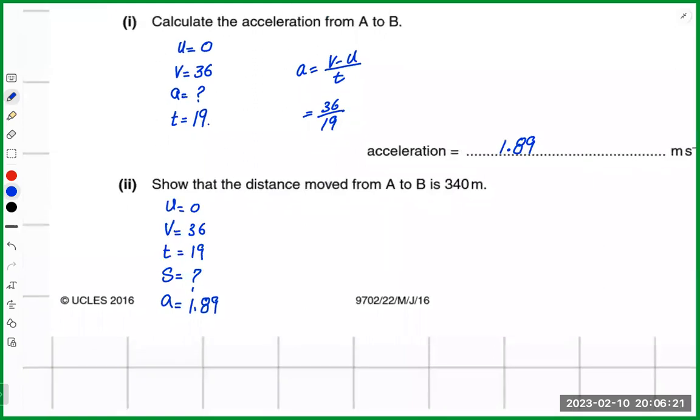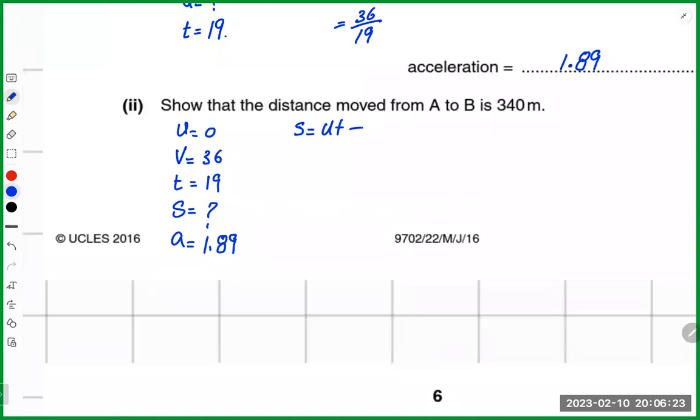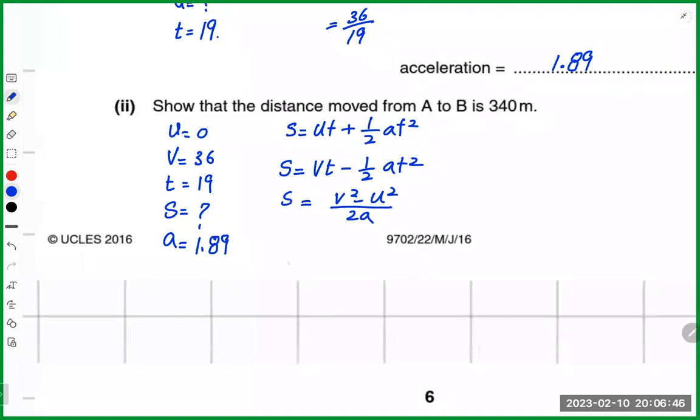But look, S equals U plus half AT square. Can you use this one? Answer is yes. S equals VT minus 1 over 2 AT square. 2AS equals V square minus U square. S equals 1 over 2 U into T.